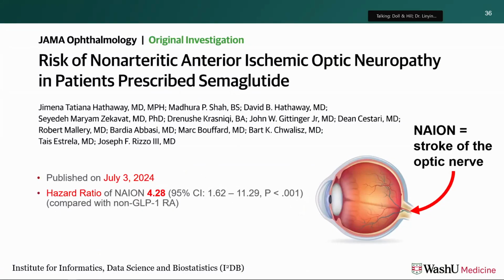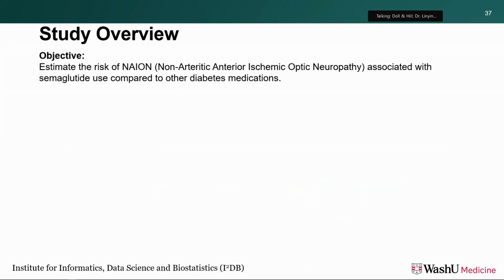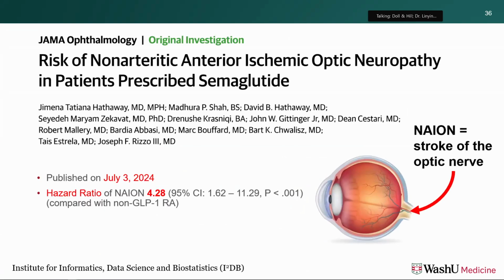To give you a little bit of background, earlier last year in July, a study came out in JAMA Ophthalmology that found the very commonly used drug semaglutide, for treating diabetes, can cause an elevated risk of stroke of the optic nerve, with an alarming hazard ratio of 4.28. This paper was picked up by a lot of social media and it caused a lot of concern both with providers and also patients, because semaglutide is a very widely used drug among patients with diabetes.